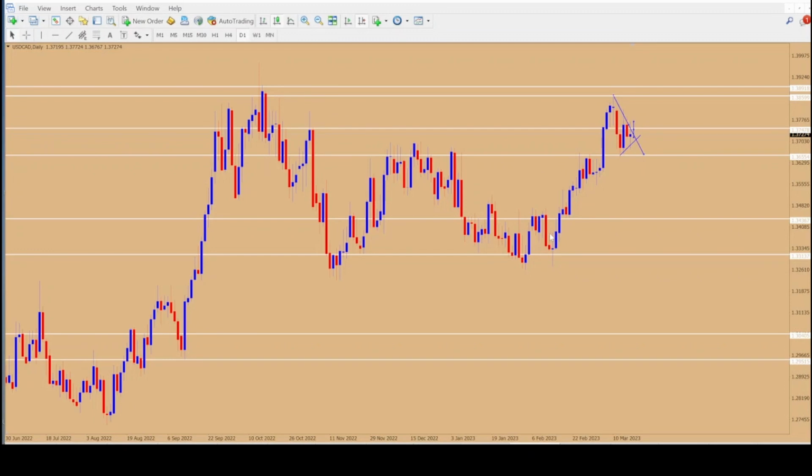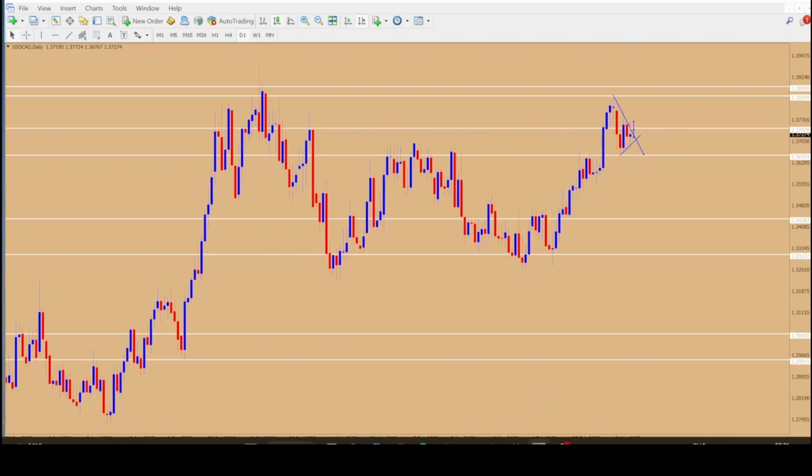So don't forget your stop losses should be above or below the previous day candle, right? Your stop losses should be above or below the previous day candle for trading opportunities like this. Yes, previous day candle, above for the sells and below for the buys.